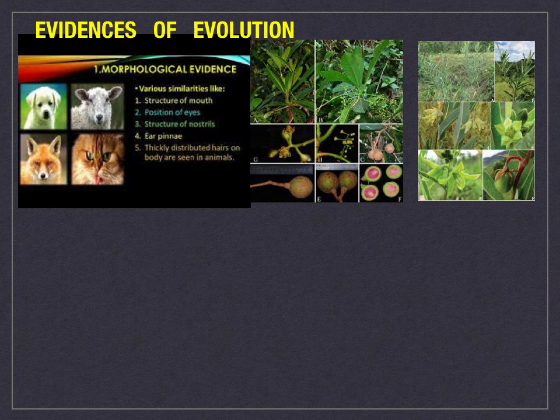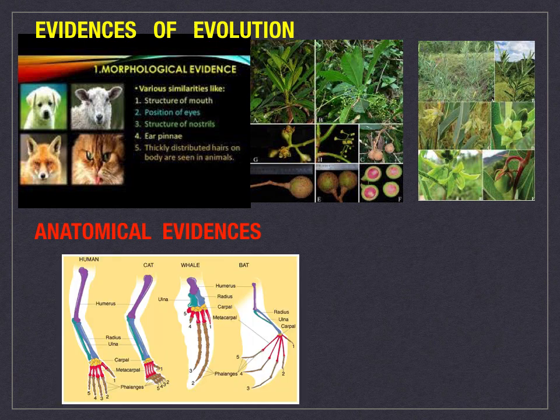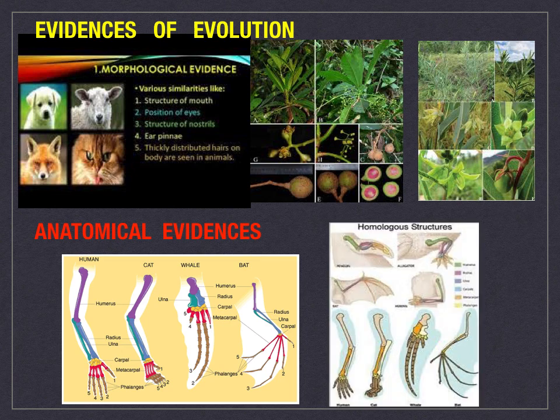Now, these similar features indicate that the origin of different animal or plant groups must be the same, having a common ancestor. The next evidence is called anatomical evidence. Now, if you carefully observe the picture, there doesn't seem to be any superficial similarity between the human hand, cat's foreleg, flipper of a whale, and patagium of a bat.